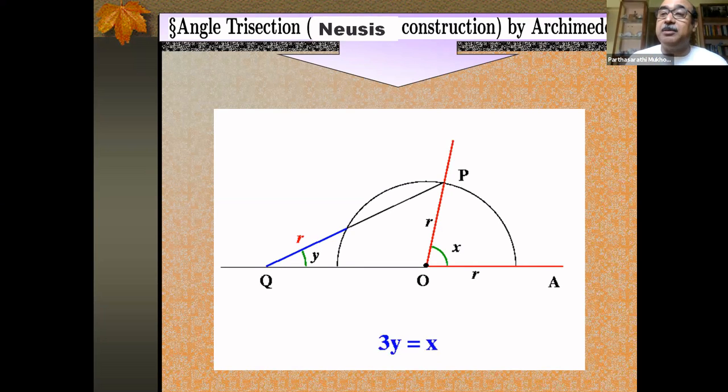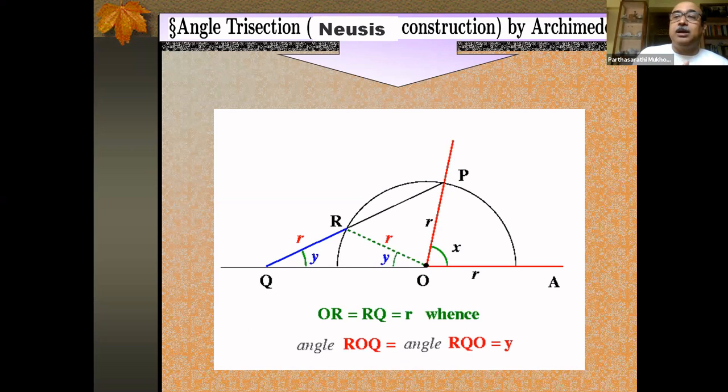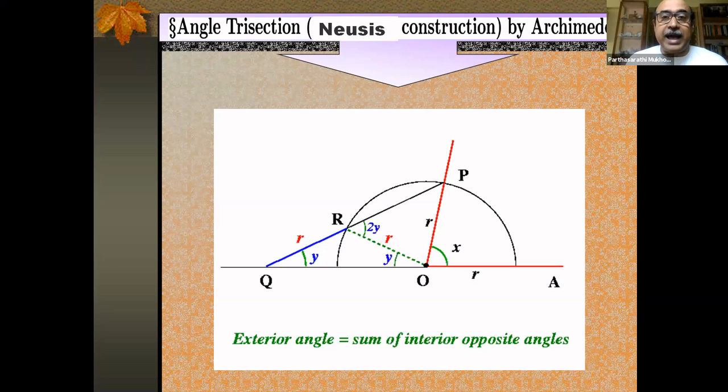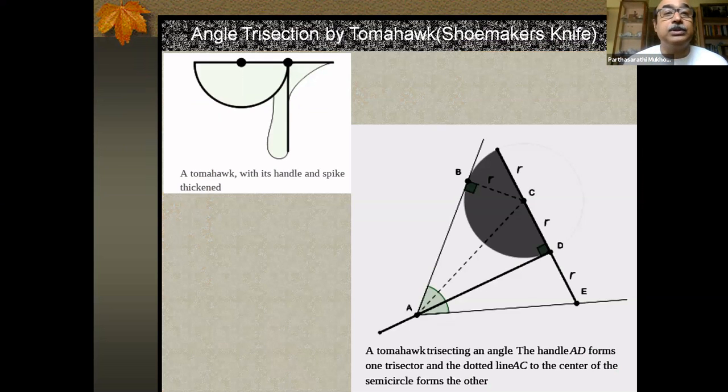So using neusis, many other of those four problems, I'll show you. Using neusis, you can manage the construction. Because neusis opens up angle trisection, some other constructions become also possible by neusis. But before that, another construction, this is called the tomahawk. This is an angle trisection construction. That's another beautiful construction of angle trisection by this machine.